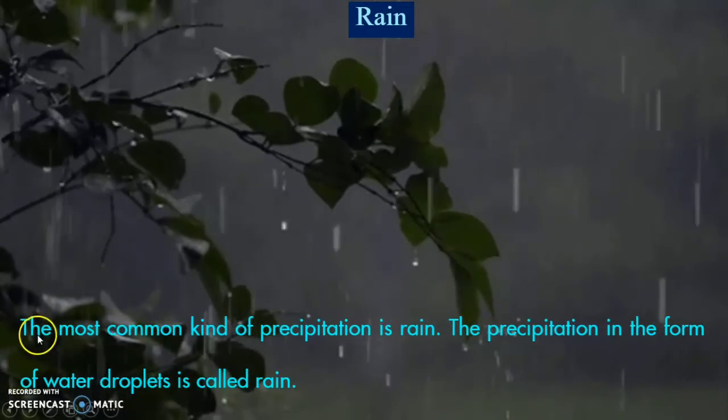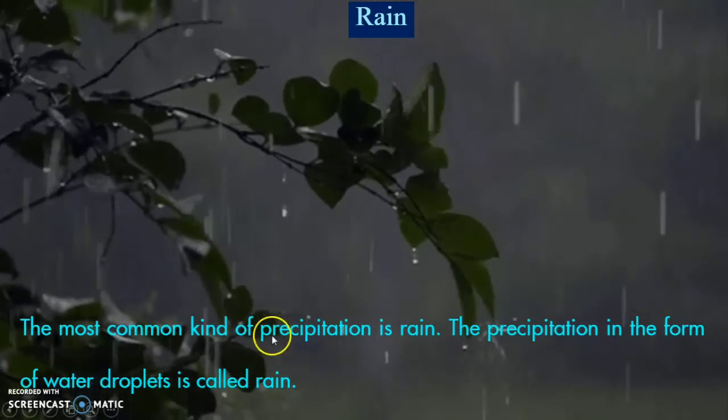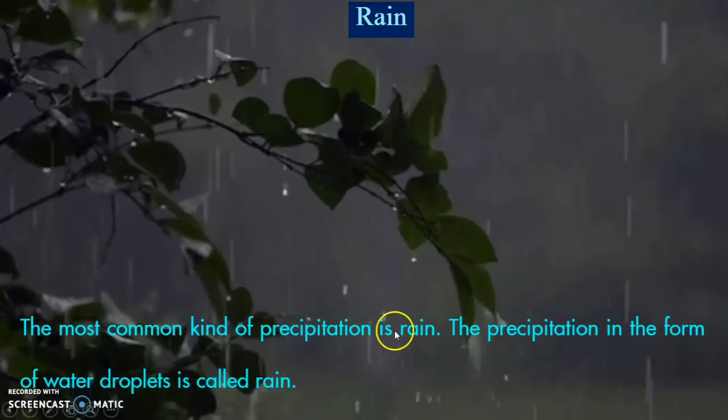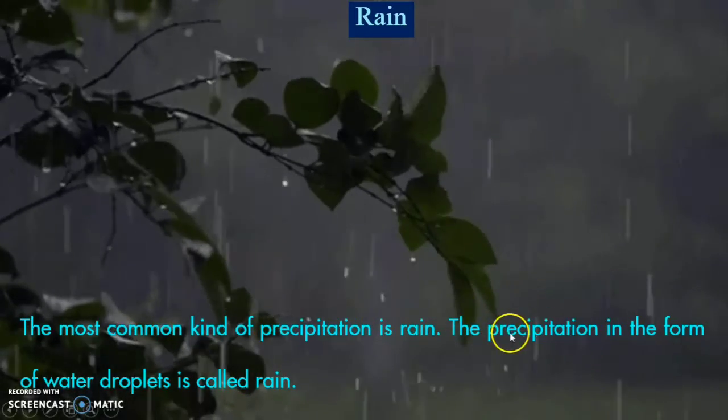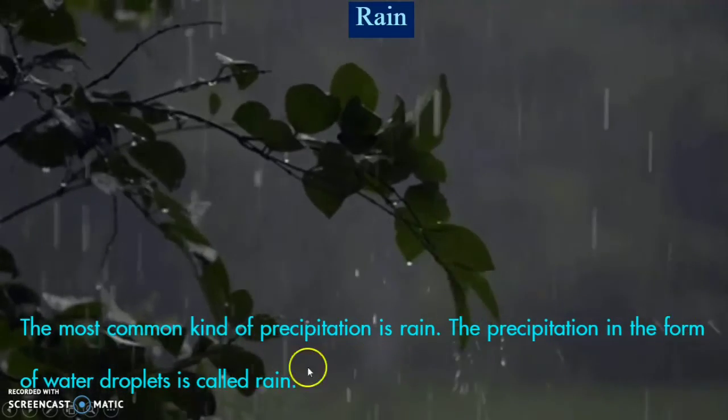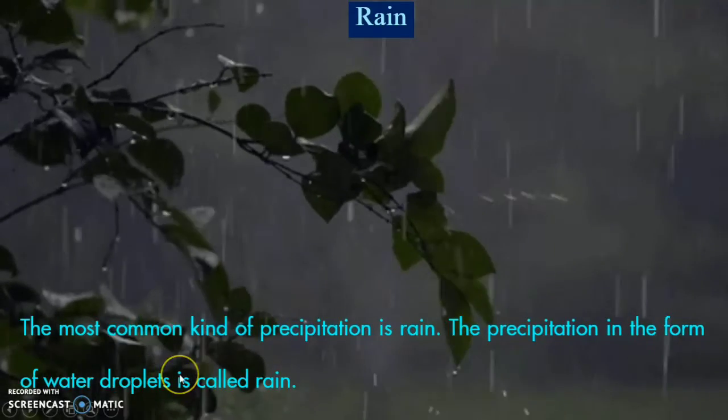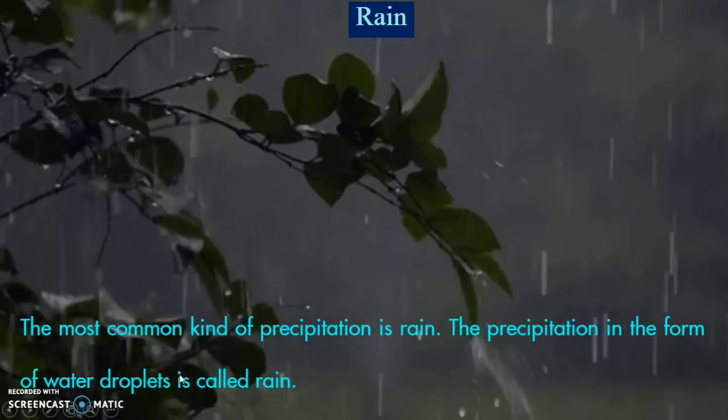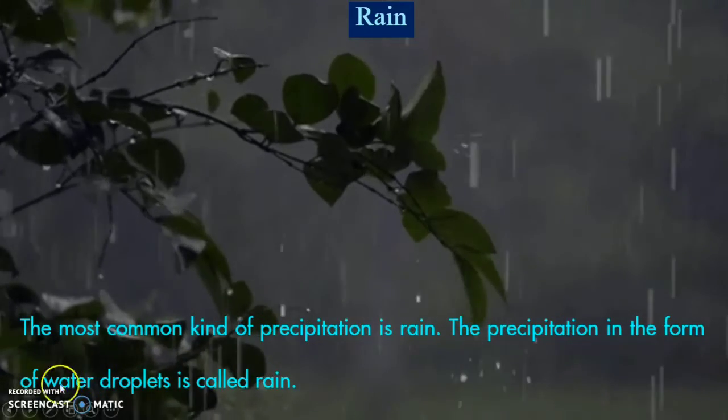Children, rain is the most common kind of precipitation. Now what is rain? Yes, rain is the precipitation in the form of water droplets. So rain is the precipitation in the form of water droplets. Is it clear, children?